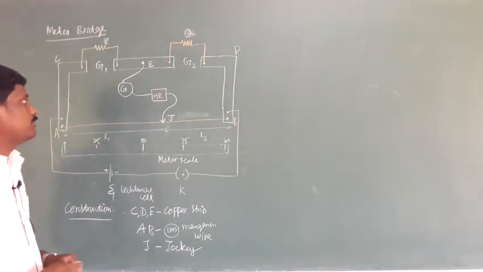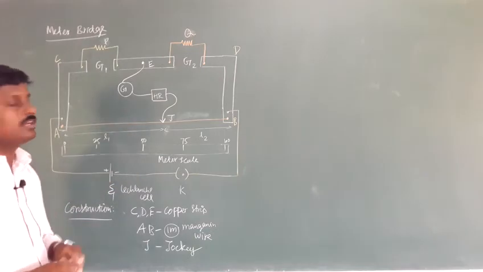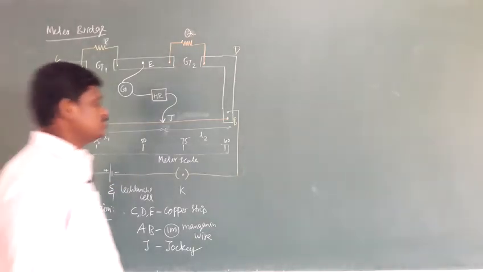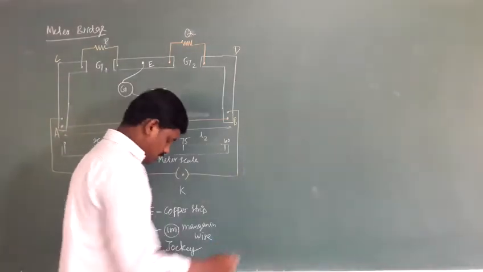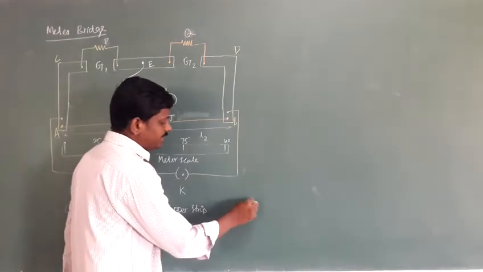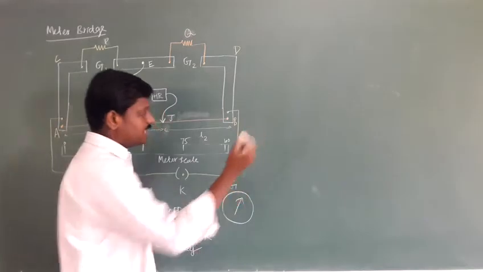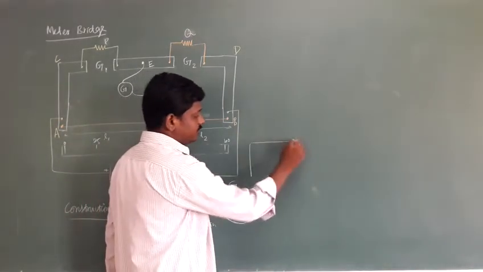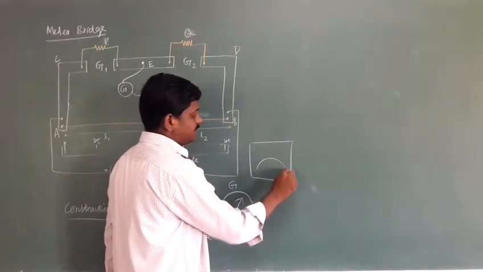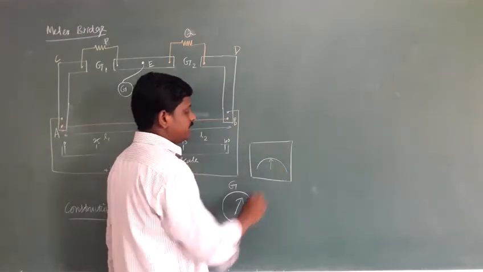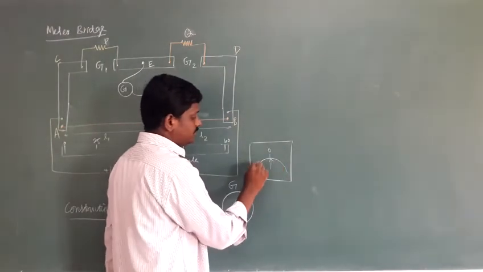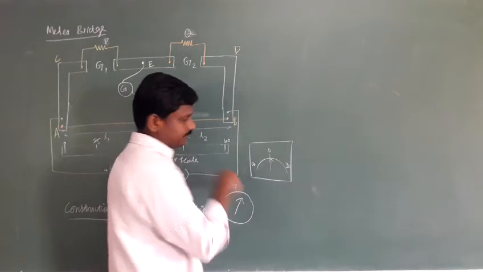So how do we do the experiment? Before that we need to know the purpose of the galvanometer. The galvanometer is used to find the flow of current. A galvanometer looks like this. There is an arrow mark, and the scale is from 0 to 30 on both sides.